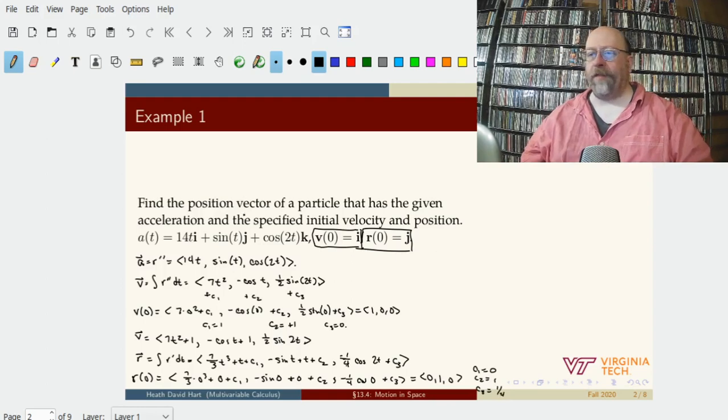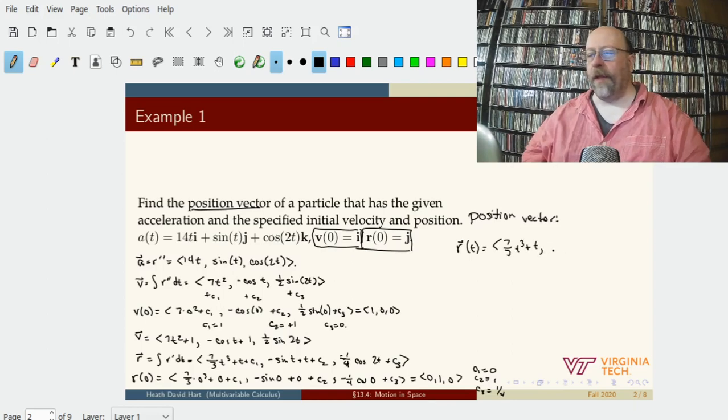And so our final answer to the question of finding the position vector is the vector r of t, which is 7/3 t cubed plus t plus 0, negative sine of t plus 1, plus t plus 1, and negative 1/4 cosine of 2t plus positive 1/4. Okay?